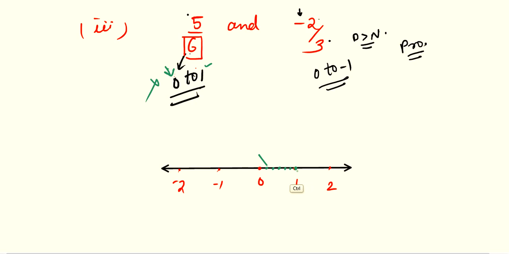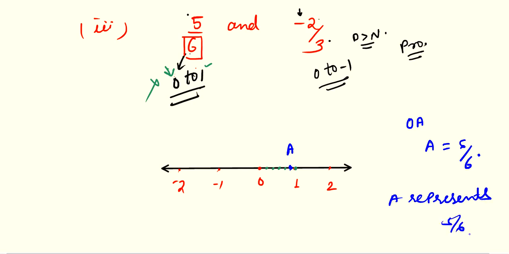So 5 by 6, you know which is 5 by 6 here. This one is your 5 by 6. Let this be A. So you can write OA. OA represents this distance. Then you can write A equals to 5 by 6. You have to write A represents 5 by 6.